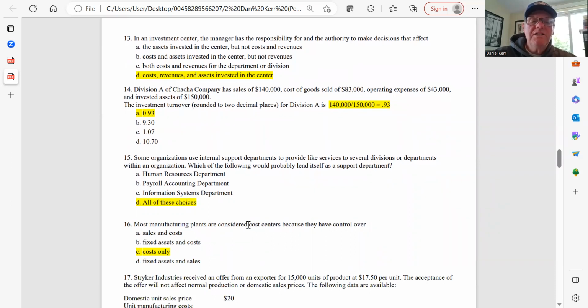Most manufacturing plants are considered a cost center because they have control over costs. That's why they're called cost centers.